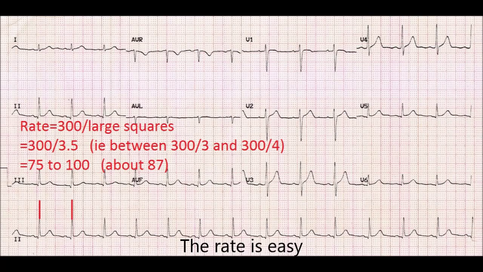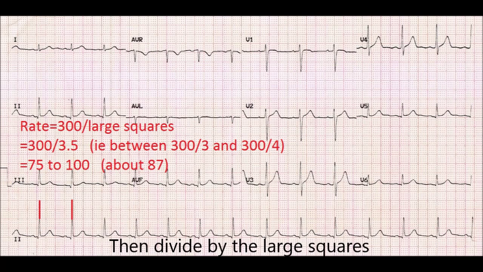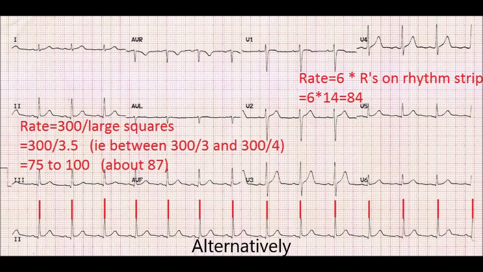The rate is easy. Take 100 times 3, then divide by the large squares between adjacent R's you see. Alternatively, the R's from the rhythm strip can be multiplied by 6, which is more easy.